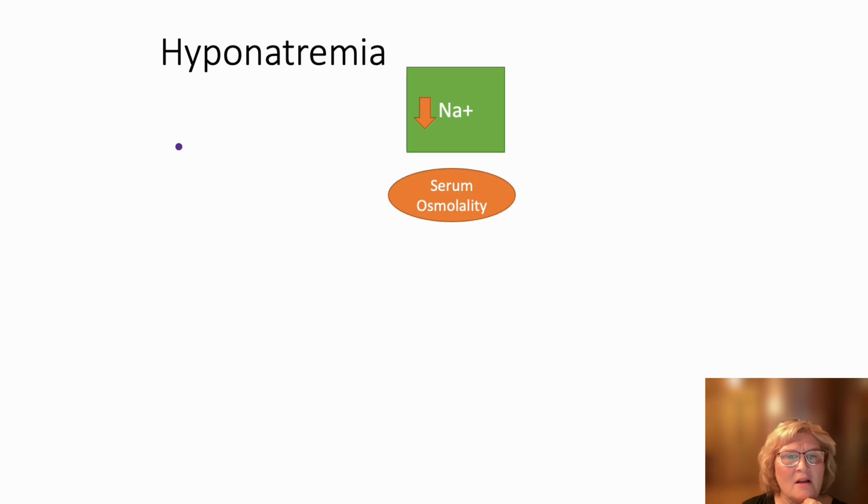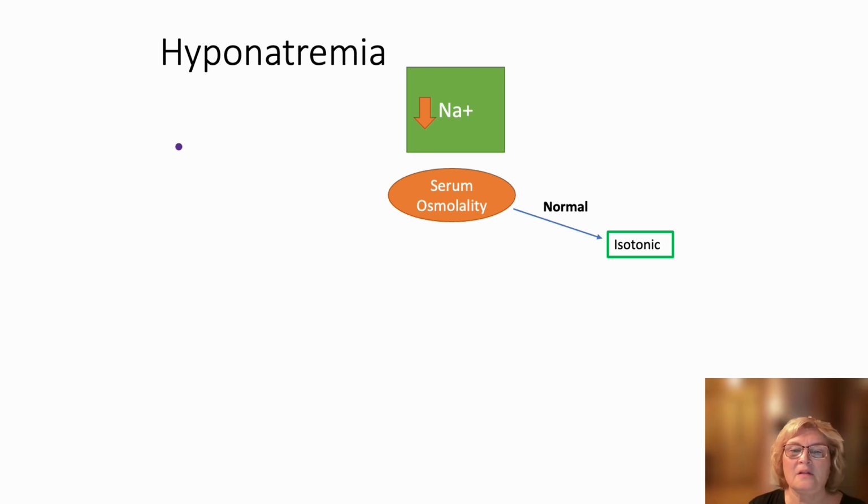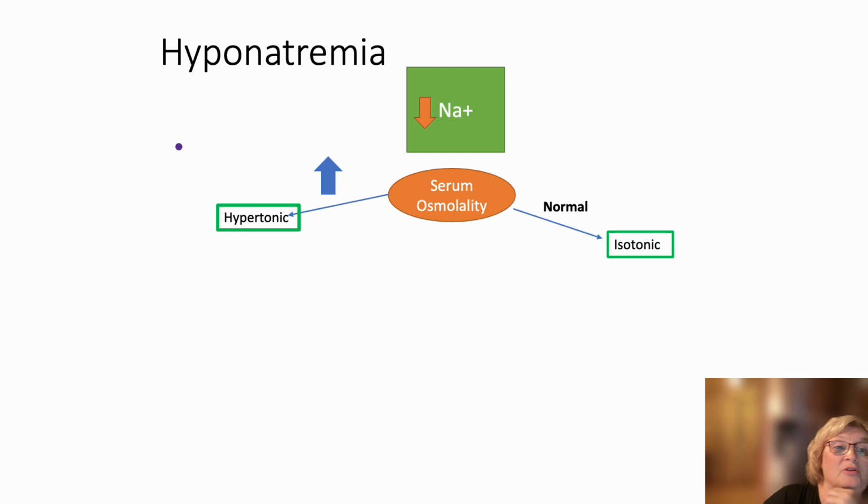Exactly what's going on. The way we're going to figure out the cause and what's going on with these low sodiums is we're going to get a serum osmolality. If it is normal, then great. This is an isotonic hyponatremia. In this instance, if you have an isotonic hyponatremia, there's really not much else to do. So what if you have elevated serum osmolality? That would mean you have a hypertonic hyponatremia.